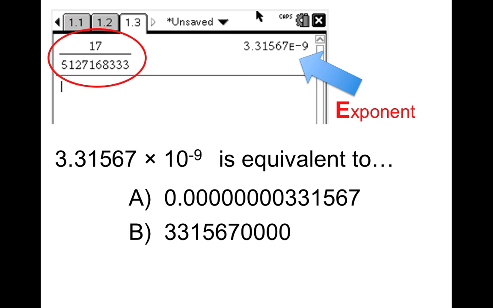So let's see if you've been paying attention. Can you tell me which value 3.31567 times 10 to the negative 9 is equivalent to? Those negative powers of 10 correspond with really small values. It's the same as moving the decimal point 9 places to the left, so it's equivalent with choice A.